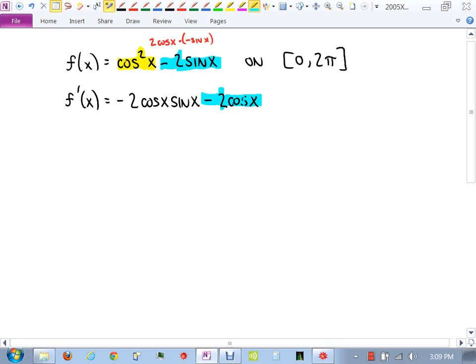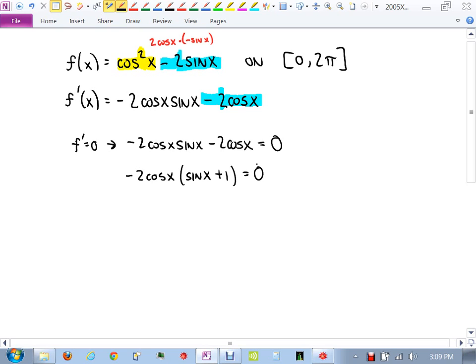Good? All right. So what are you supposed to do with this now? Set it to 0, right? So when I take the derivative and figure out where it's 0, I take negative 2 cosine x sine x minus 2 cosine x. I set it to 0. I can factor out what? Negative 2 cosine x, and be left with sine x plus 1 equals 0. And then set each of these equal to 0.